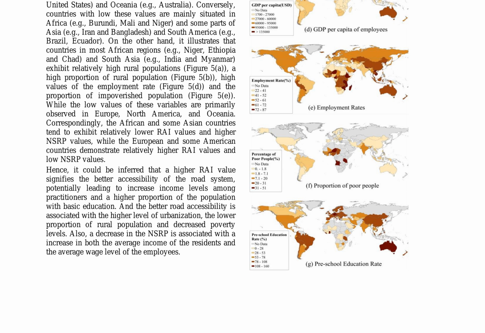The data highlights stark contrasts between regions, with European and North American countries generally exhibiting higher RAI values and lower poverty rates, while African and some Asian countries show lower RAI values and higher poverty rates. This analysis provides valuable insights into the relationship between road accessibility and socioeconomic development, underscoring the importance of investing in infrastructure to promote economic growth and reduce poverty.